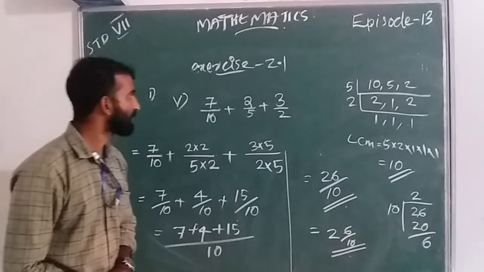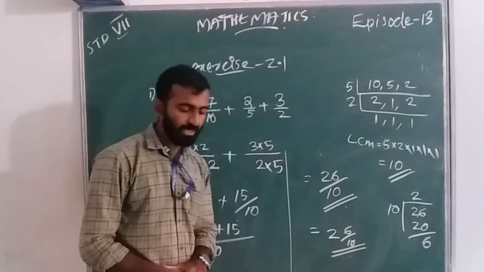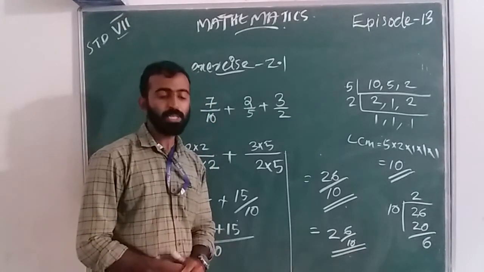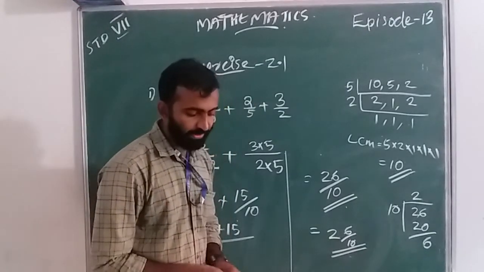Any doubt? This is the fifth one's solution, and 6 and 7 are your homework. For your homework, the page number is 31. The 6 and 7 are homework.